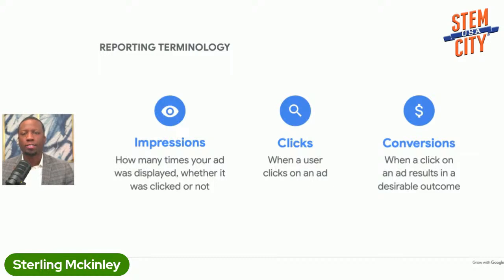Reporting terminology. There's a ton of different terminology in Google Ads, but let's focus on a few that you'll see quite commonly. Impressions: how many times your ad was displayed, whether it was clicked or not. So you do a search and you type in jam and you see all these different ads for jam pop up. Just these ads popping up, that's an impression. That's a potential chance for your customers to see your ad.